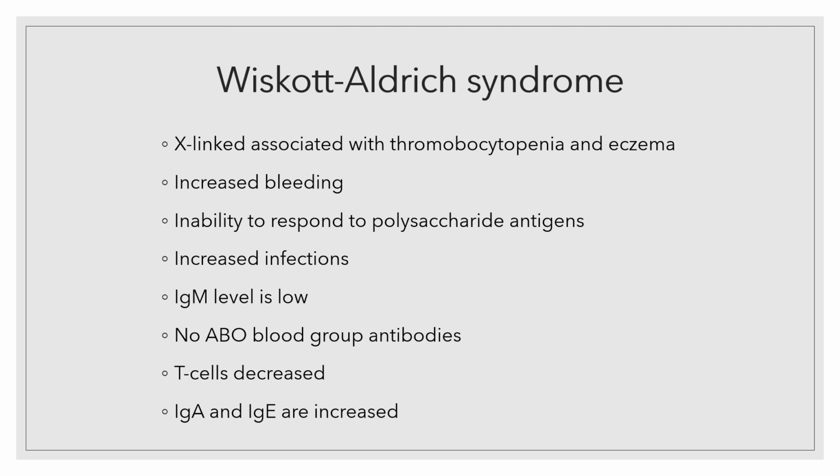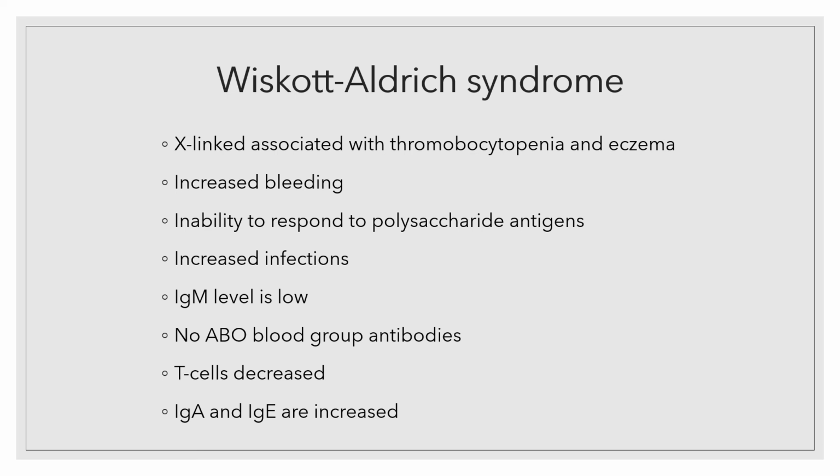Wiskott-Aldrich syndrome is a syndrome that affects male infants, and it's usually fatal by the age of 10. This is an X-linked thrombocytopenic disease. Patients that have Wiskott-Aldrich syndrome have increased bleeding. Usually that's because they have thrombocytopenia, or low platelets. They have an inability to respond to polysaccharide antigens. So in other words, they can't respond immunologically to bacterial antigens. So they have increased infections, both bacterial and viral.